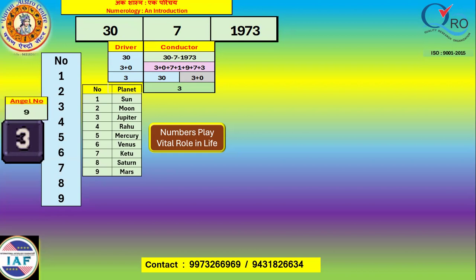Angel number is 9, since it relates to male. Now, this static data will never be changed. You must keep it in mind. And the driver and conductor is the most important number derived from the birth date.